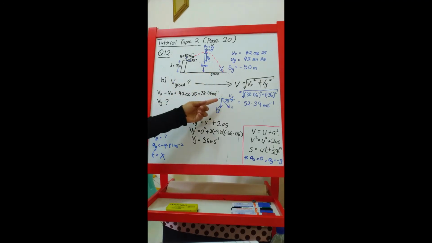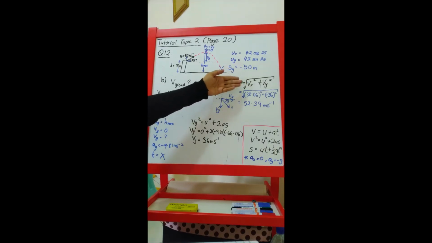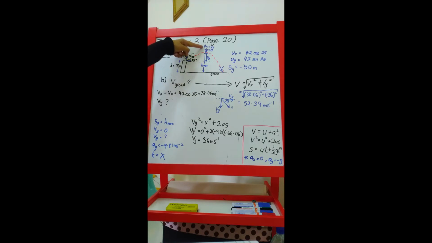The way we need to find it is by using this equation, the magnitude of it. So vx, like I've mentioned previously, always equals ux, and it's positive, therefore 42 cos 25. If you press your calculator, you get this value. But for vy, it's not straight away. We actually need to find it first. Therefore, these are the information that you have.